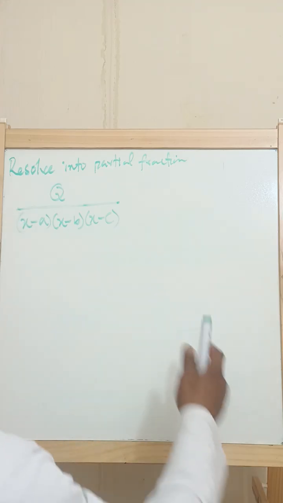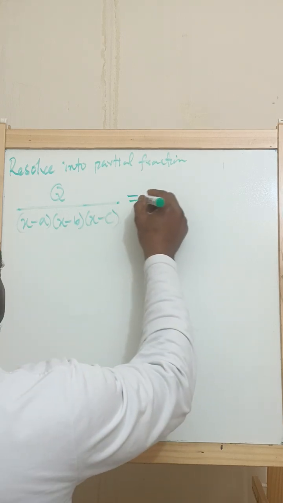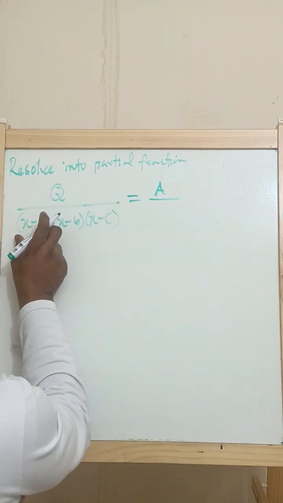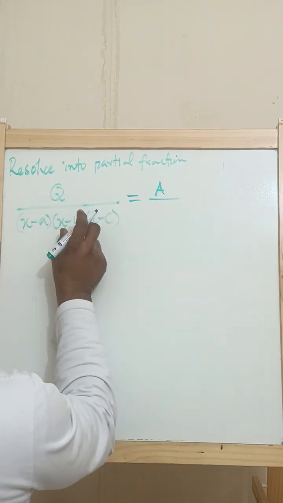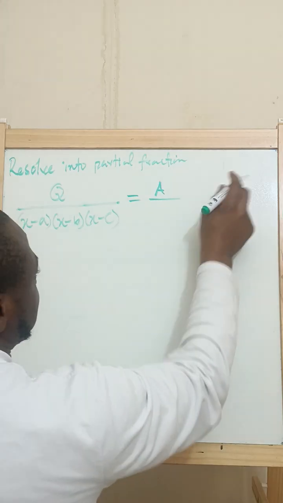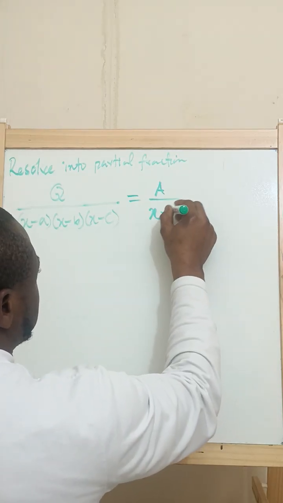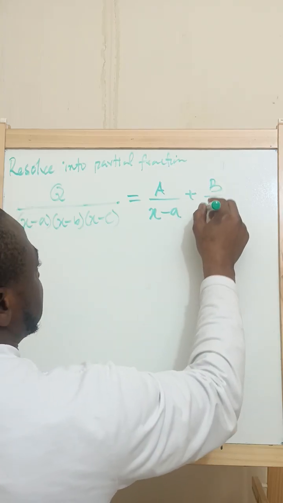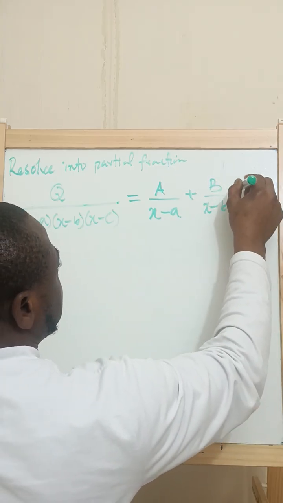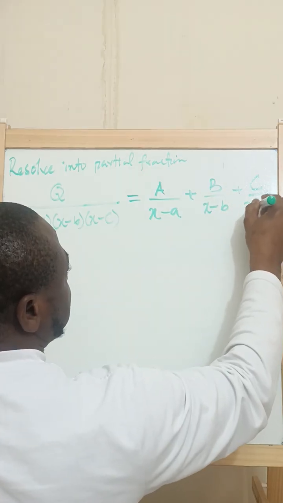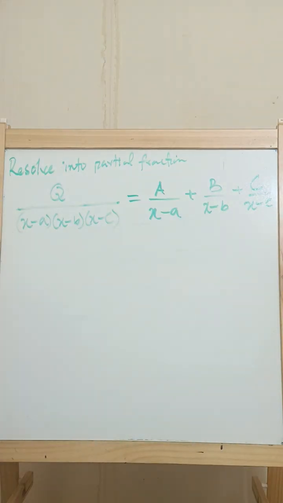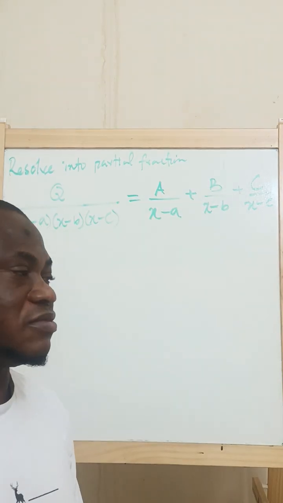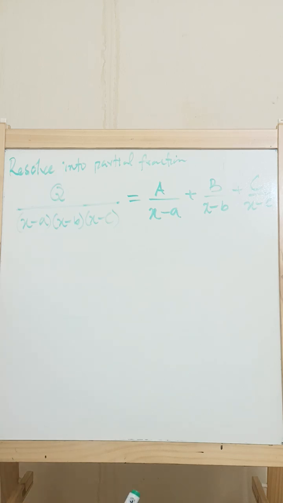The first thing we're going to do is represent this as a partial fraction: you put each of these brackets under a constant, like A over x minus a, plus B over x minus b, plus C over x minus c. So these three constants, we now need to find them. How do we resolve into partial fractions?